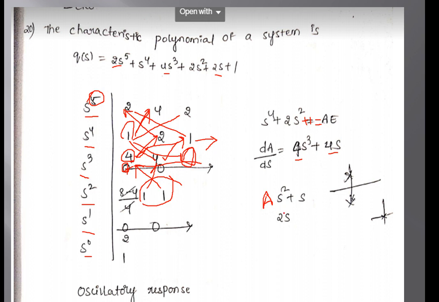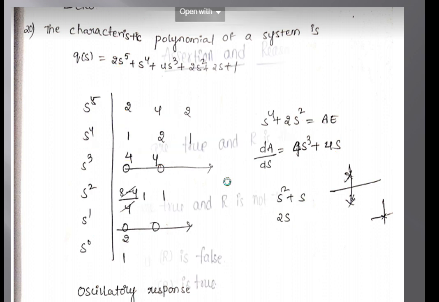So d by ds of s square is 2s, and d by ds of s square plus 1, here s square plus 1, so d by ds of constant is 0, that is 2s plus 0. So s power 1 quotient is 2, and again here s power 0 quotient is 1. So here we are getting the row of zeros. So whenever you are getting the row of zeros, then the system response is said to be the oscillatory response.